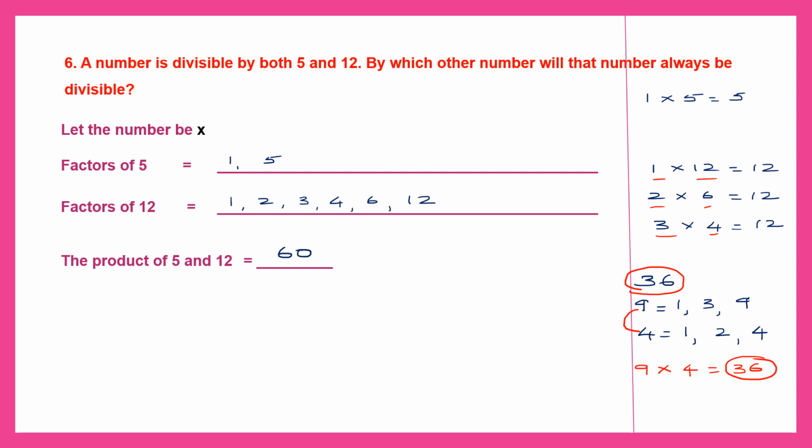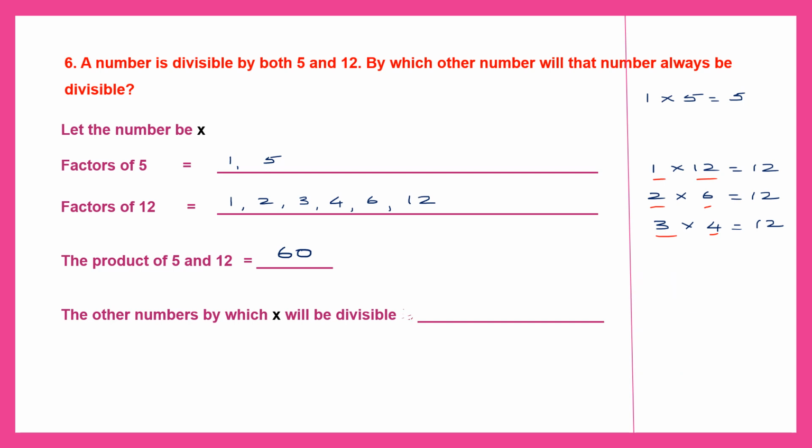That means all the numbers that can divide this unknown number completely will be all these factors and 60. So let's write that down. The numbers by which x will be divisible are, so let's write down all the factors of 5 first, 1 and 5. And all the factors of 12, let's not repeat 1. So 2, 3, 4, 6, 12. And let's write the product of 5 and 12, that is 60. So these are all the numbers that can divide the unknown number completely.